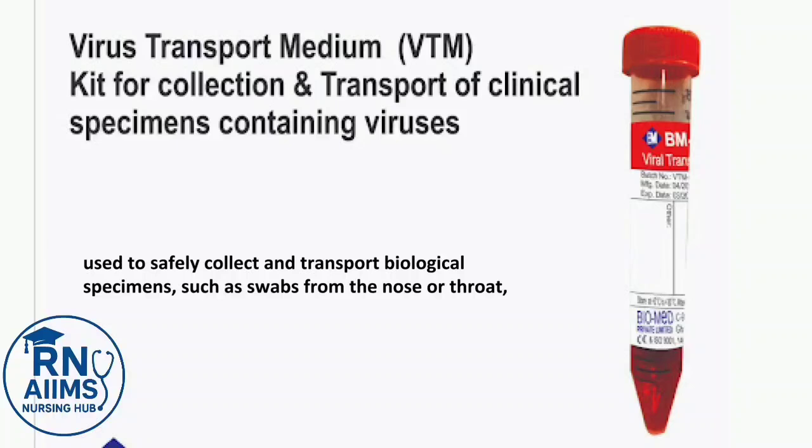1. Tube, sterile plastic tube with a secure cap. 2. Transport medium, VTM, liquid that protects the virus from drying out and maintains viability during transport. 3. Swabs, usually nasopharyngeal or oropharyngeal swabs, are provided. Uses: collection of samples for RT-PCR, viral culture, antigen antibody tests. Maintains the virus in an inactive but stable form for safe transfer. Commonly used in COVID-19 testing kits.